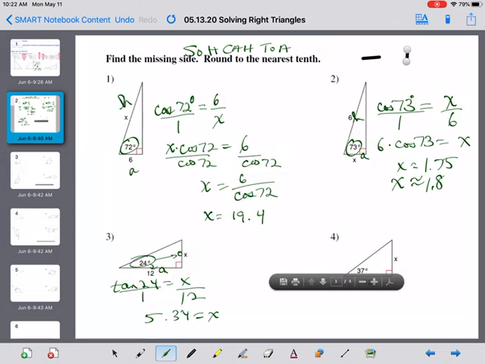Okay, and then this one, this is a 12, by the way. It's hard to see there. So tan 37 equals x over 12, right? It's opposite leg over adjacent leg. So cross multiply. 12 tan 37 is 9.04. Now, you could always find the rest of the missing parts using the Pythagorean theorem and the fact that the angles add up to 180 degrees.